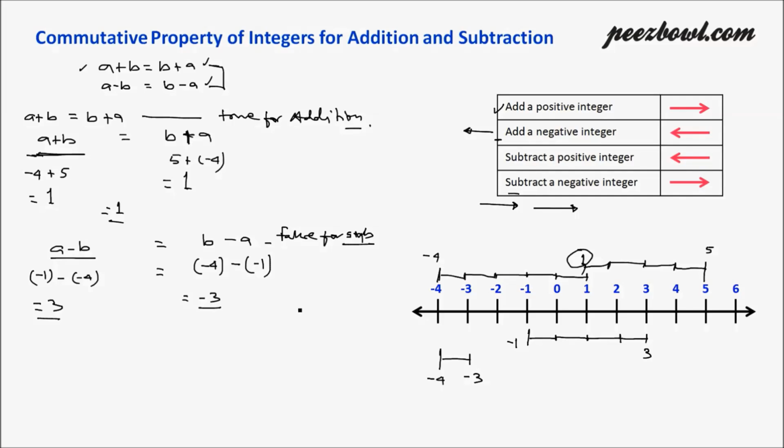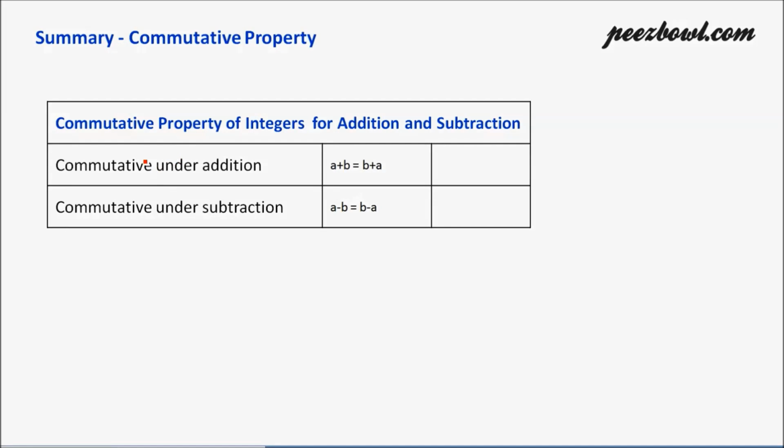Let us summarize this. So we just saw that the commutative property under addition is true. That is, we found out that a plus b is equal to b plus a. So for addition, the commutative property is true. And for subtraction, a minus b is equal to b minus a was false because we found these values different. In a minus b we had 3 and in b minus a we had minus 3. So clearly these two numbers are not the same. So the commutative property under addition is true and the commutative property under subtraction is false.